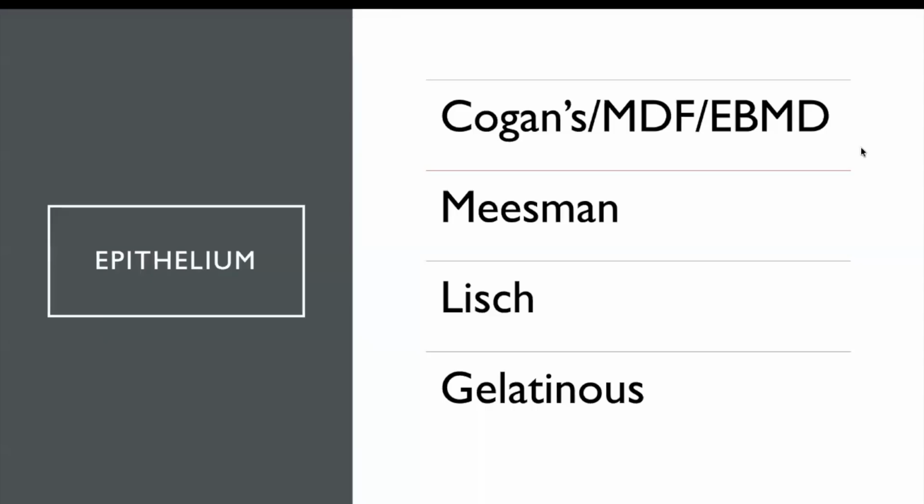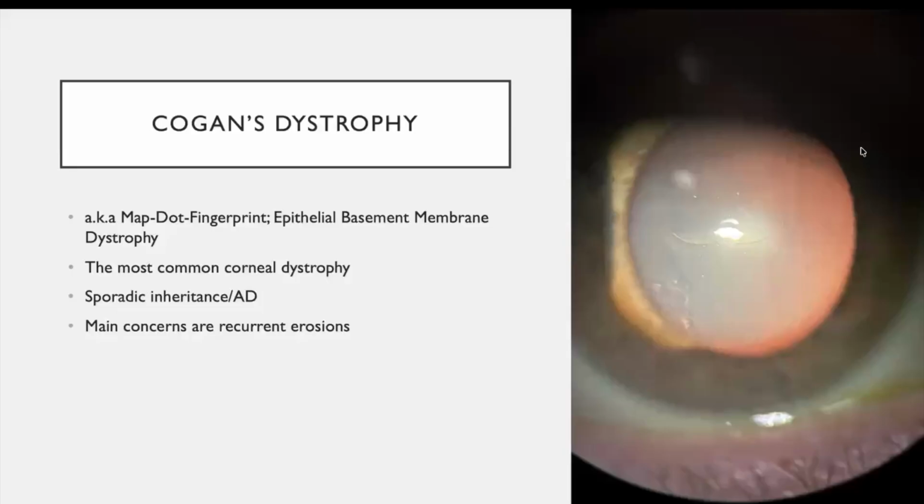You're looking at Cogan's, Meesmann, Lisch, and gelatinous. These are the main things that are going to come up in your exams. Map-dot-fingerprint, which is essentially what Cogan's is, is probably the most common corneal dystrophy anyway. But the others are worth knowing and being able to differentiate between them, especially from an SBA point of view, is worth getting your head around.